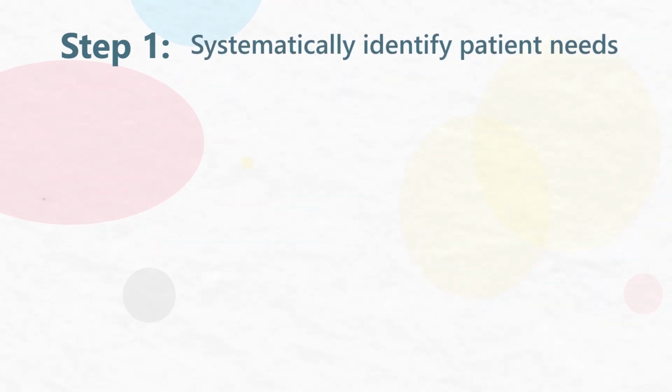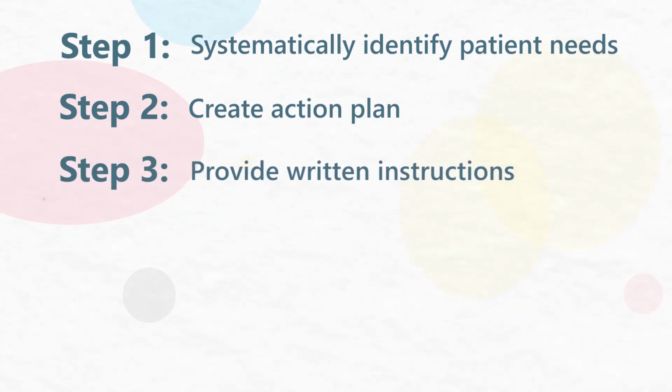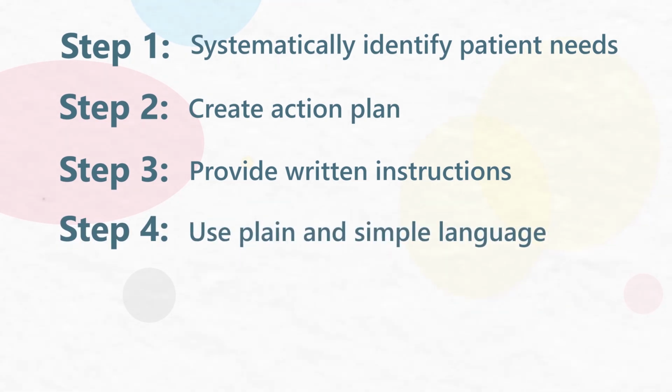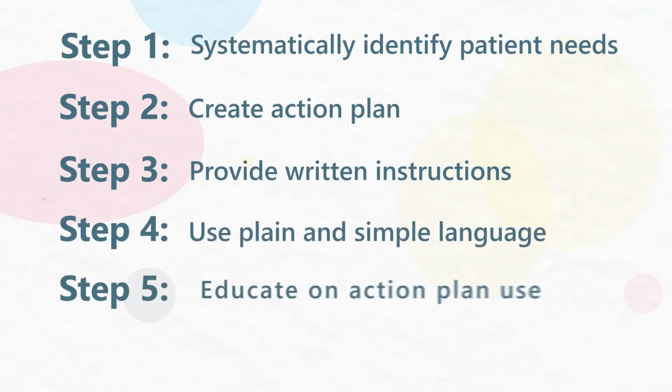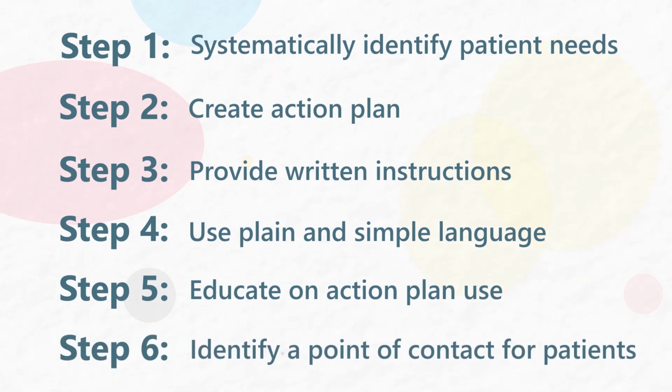So here are some practical tips for developing appropriate action plans. Step 1 is to identify patient needs through a systematic process of inquiry. Step 2, identified patient need should guide the development of action plan. Step 3, provide written instructions. Step 4, use plain and simple language. Step 5, provide education on how to use the action plans to both patients and caregivers in clinic. And finally, identify a point of contact for patients in case they need advice and support outside of clinic.